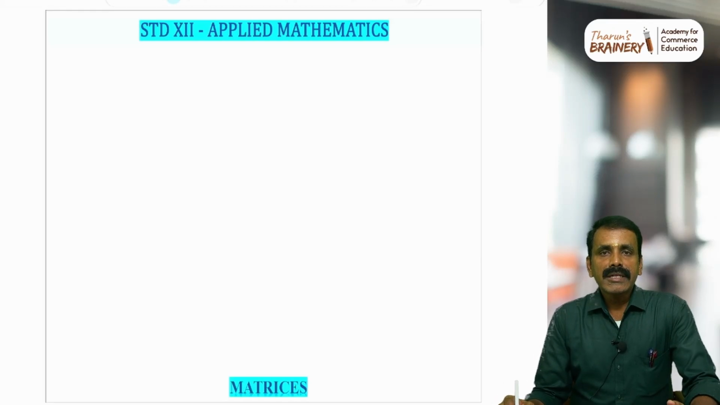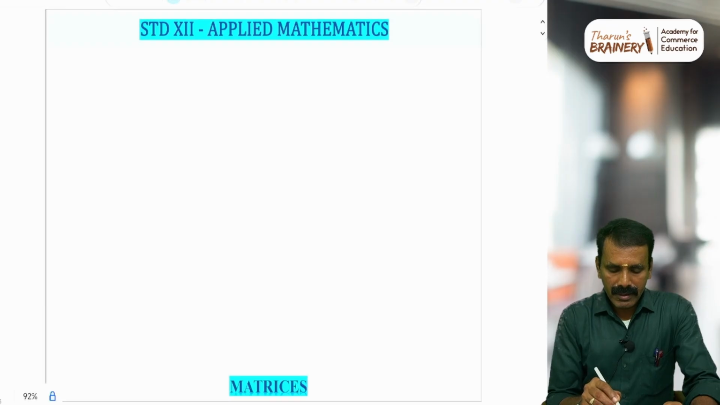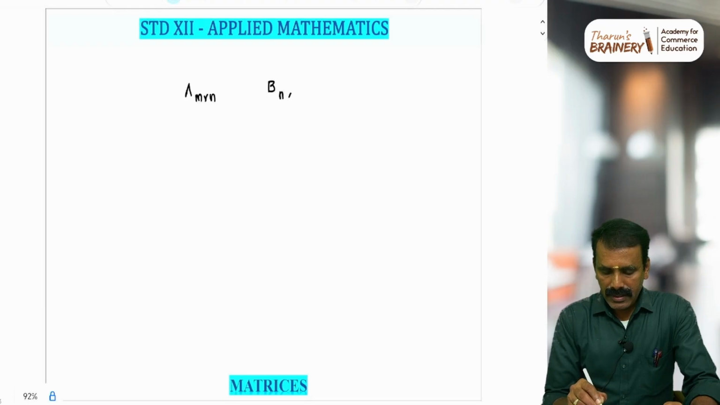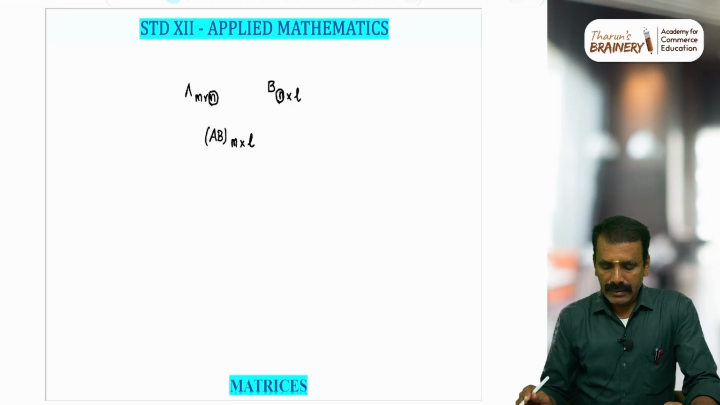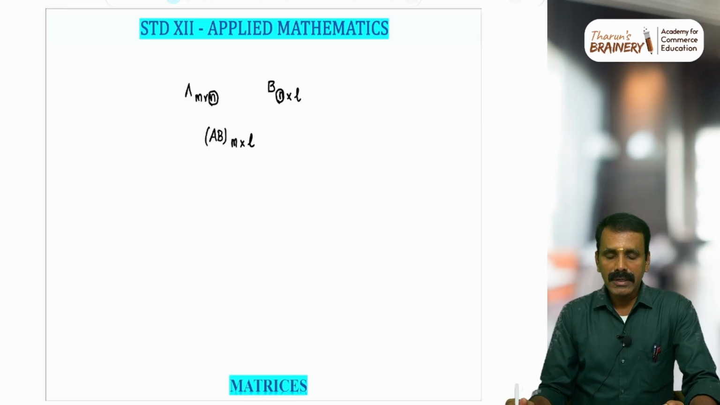In the previous class we started with matrix multiplication: how to multiply two matrices, what is the condition to be satisfied, and we did a few problems on finding the product of two matrices. Let me recollect a few things. If A is a matrix of order m by n, then B must be of order n by L, because the number of columns in the first matrix should be equal to the number of rows in the second matrix. Then only we can find the product. Then the resultant matrix AB will have the order m by L. Okay, and we did problems based on that.